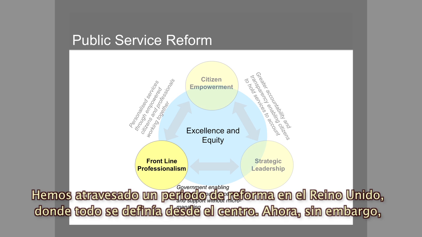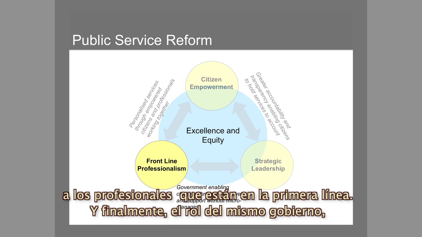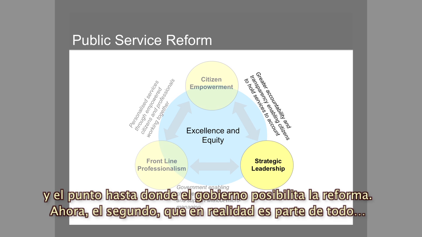We've gone through in the United Kingdom a period of reform where everything was defined very clearly from the center. We now think it's right, and there was a good reason for that, we now think it's right to open up the system slightly more. And we're looking at ways in which we can empower frontline professionals. And then finally, there's the role of the government itself and the extent to which the government, as I say, drives reform and the extent to which the government enables reform.